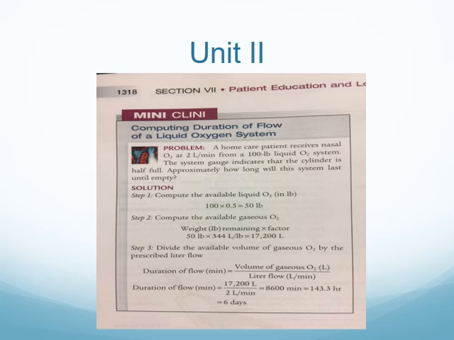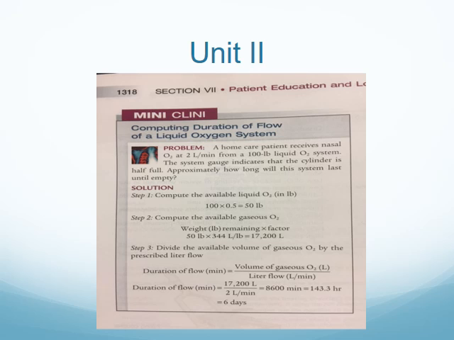Well, first you're going to do step 1. You're going to compute and find out how much available O2 you have left in the system. So we know it's a 100-pound system, but it's only half full. So you're going to take 100 times 0.5, and that equals 50 pounds. Second step is to compute the available gaseous O2. So we take the 50 pounds that we know is available and multiply it by that factor that I talked about on the other slide, 344 liters per pound, and that equals 17,200 liters. That's still quite a bit of liter flow left to use.